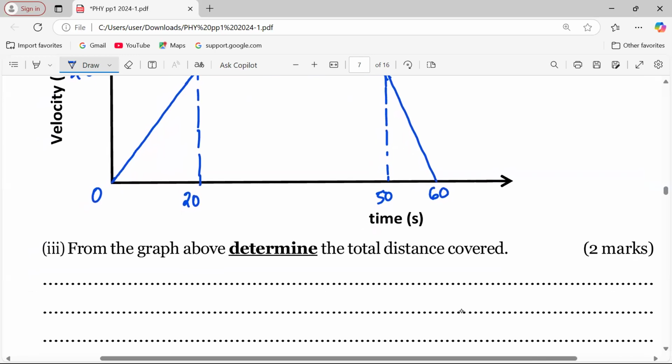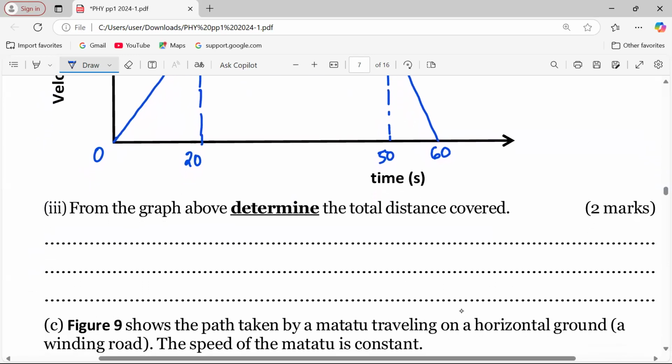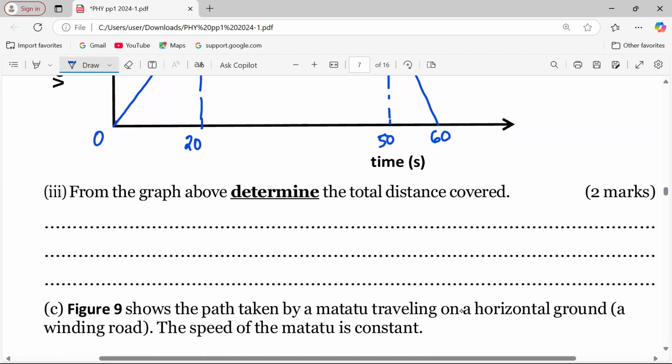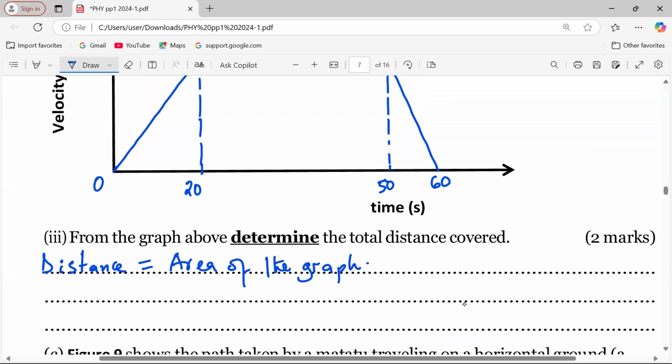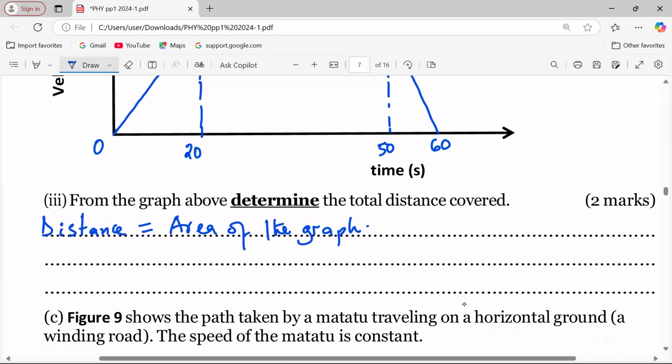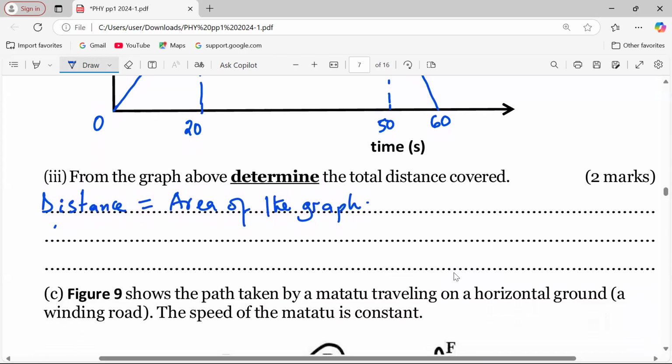Look at part 3, whereby we are told that from the graph, determine the total distance covered. It's good for you to remember that total distance covered, or displacement, is usually given by the area under the graph. In a velocity time graph, area under the graph will give us the total distance covered. So let's get the area.